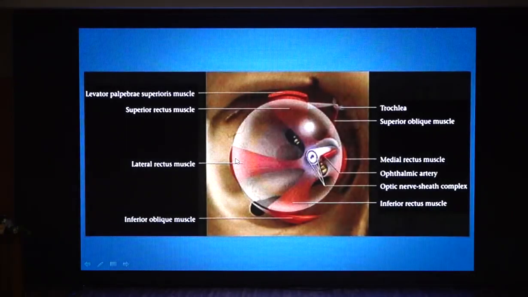Now before proceeding to the MR anatomy, we will just quickly go through the anatomy. So we all know that the extraocular muscles arise from the annulus of Zinn. So this diagram represents the same. So we have the levator palpebrae superioris, superior rectus, the lateral rectus, inferior rectus, medial rectus, superior oblique, and the trochlea. And in the center is the ophthalmic artery and the optic nerve sheath complex.